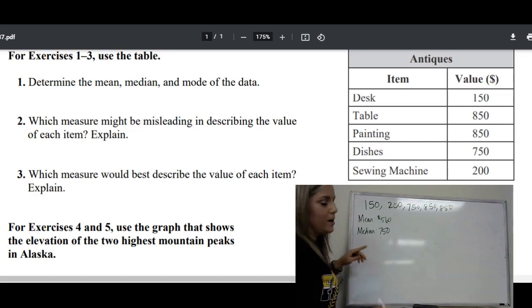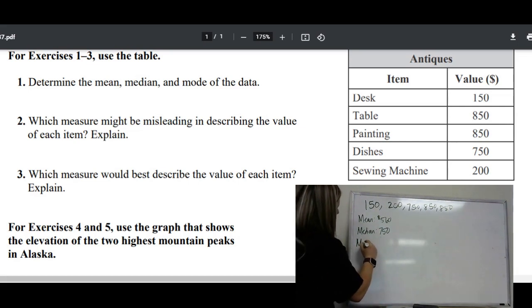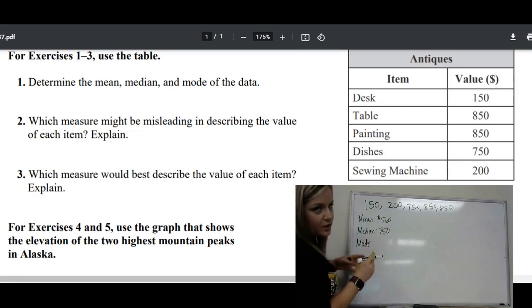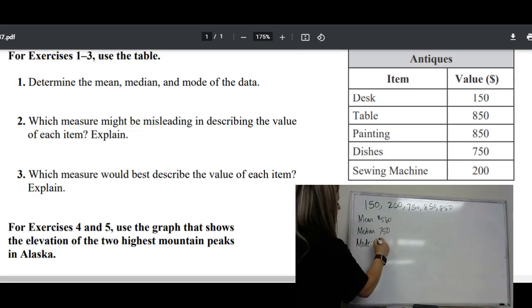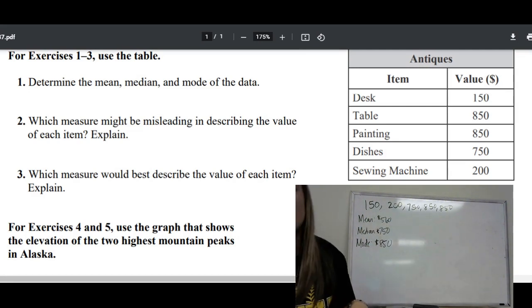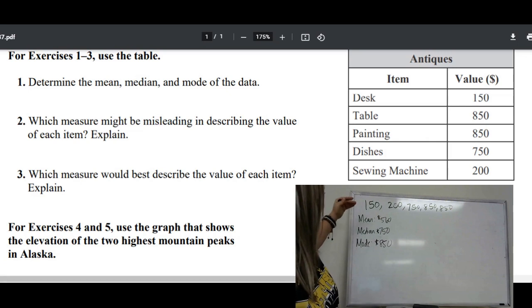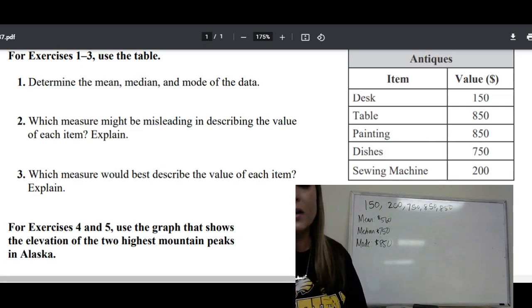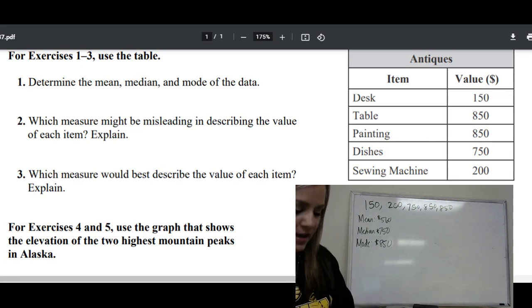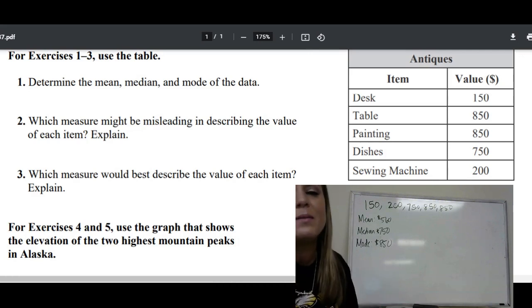And then the mode is the most occurring, which is $850. Okay, so we got all our data. So now we've got the mean, median, mode. Now, number 1's done. Number 2 says, which measure might be misleading in describing the value of each item?